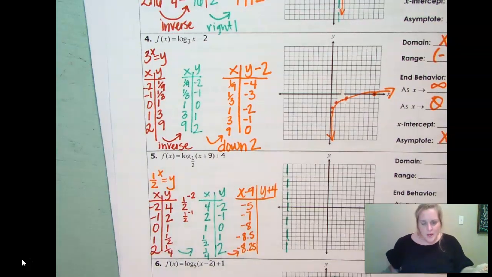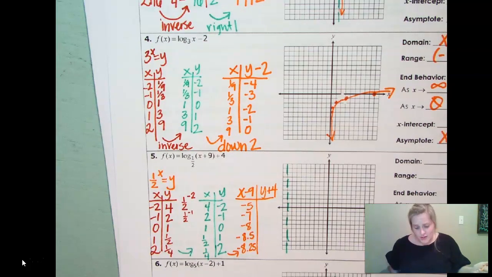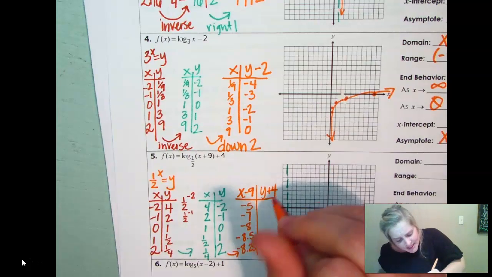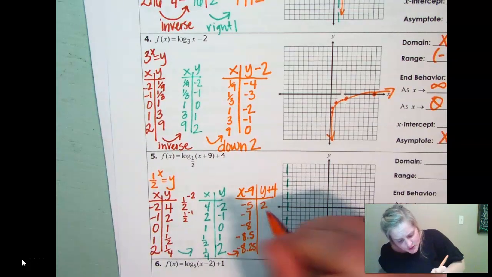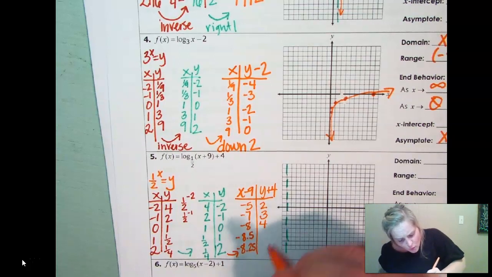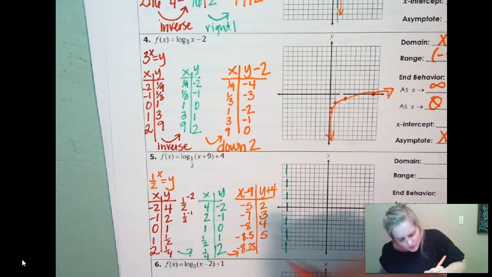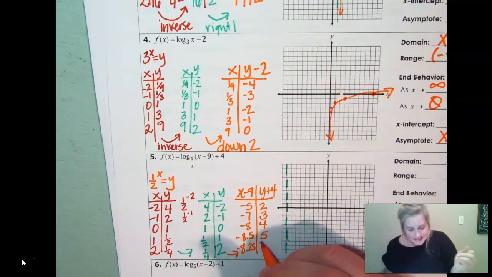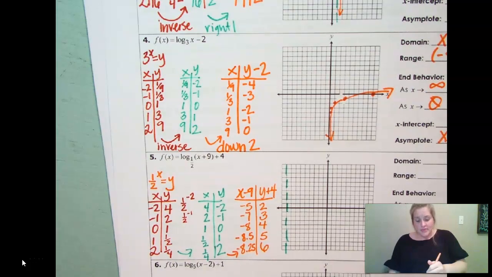Okay, perfect. Then our y's are going to add 4. So we've got negative 2 plus 4, so that's going to be positive 2. Negative 1 plus 4 is 3. 0 plus 4 is 4. 1 plus 4 is 5. And 2 plus 4 is 6. Then you would plot that.